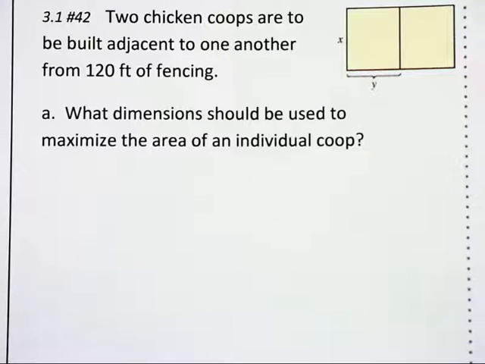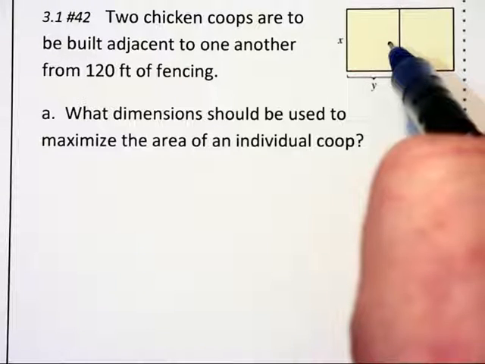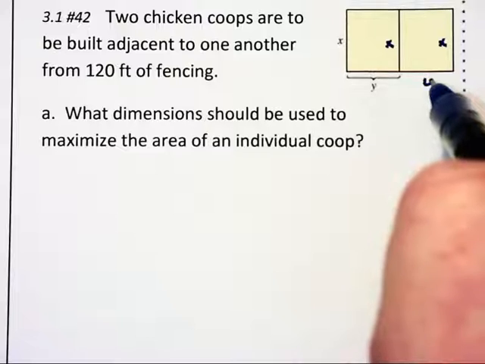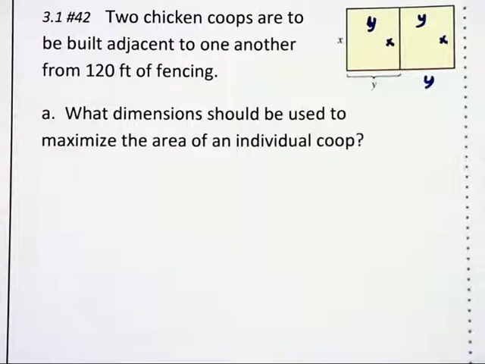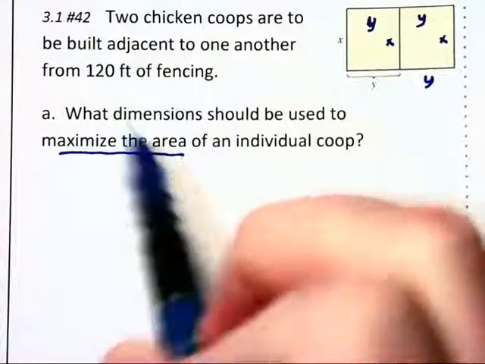This next problem, we've got two chicken coops next to each other, and this is a fence going through the middle of it, probably to keep the chickens apart. And all three of these heights are x, and all three of these widths are y. So I'm going to mark up my picture here. And we want to maximize the area.